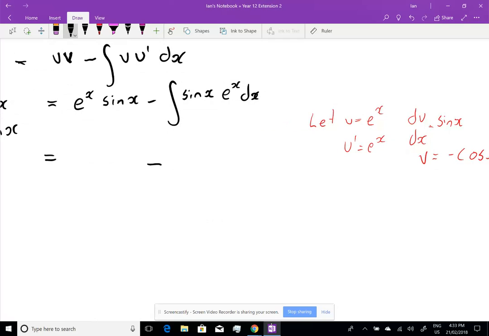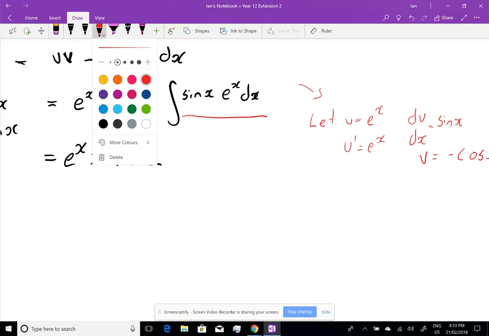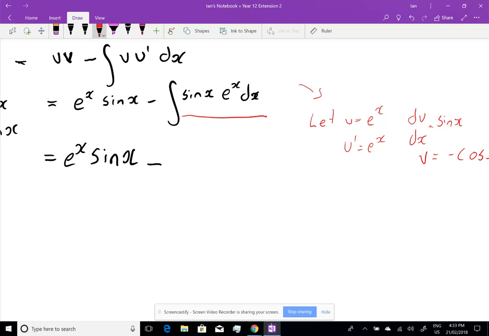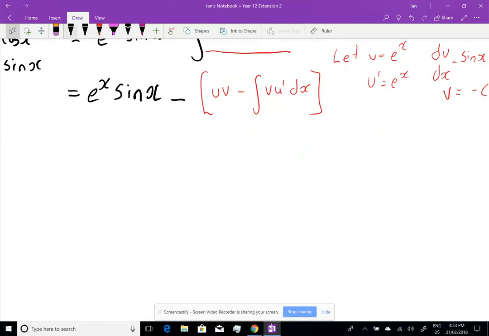Don't touch this part in front, that's staying there, that's integrated. That part, by parts, has been integrated. I'm just going to integrate this part, using all this stuff I did over here. So again, I need a uv minus, and I'm going to put this in brackets, the integral of vu dash dx.